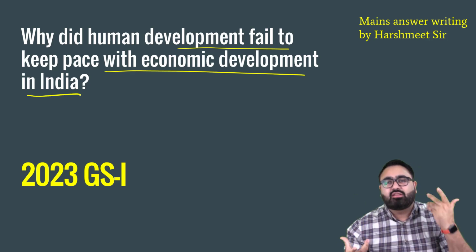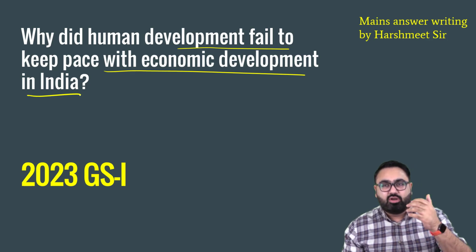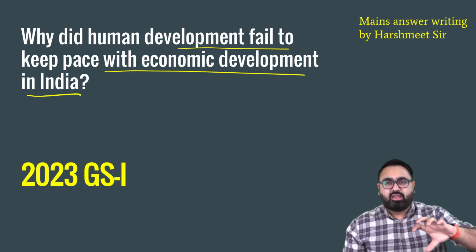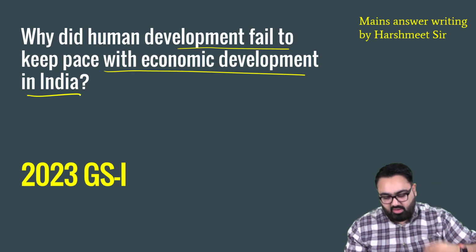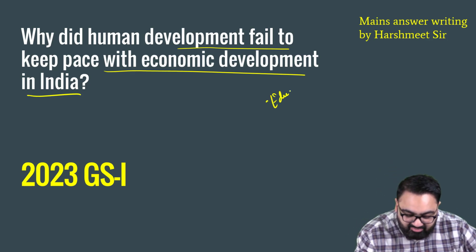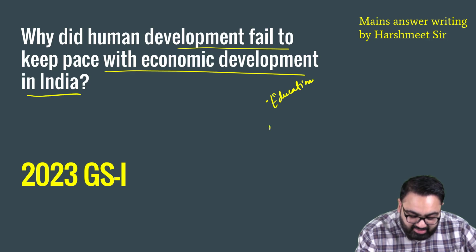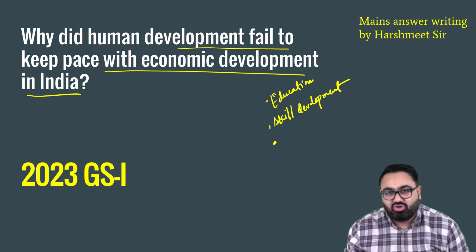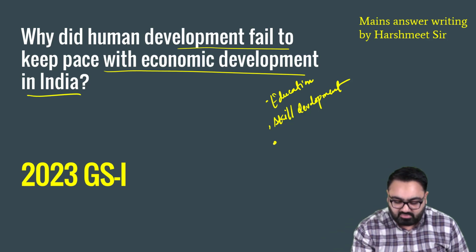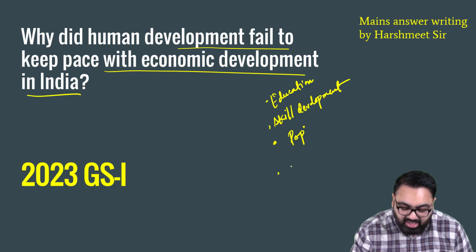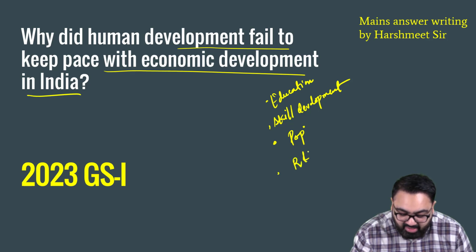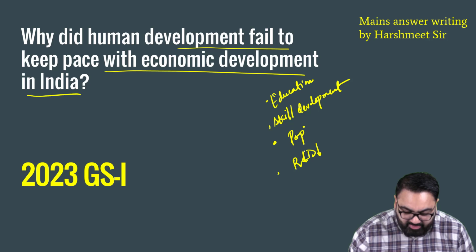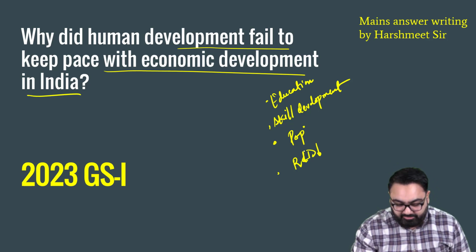So let's think about it. What are the reasons that despite having good economic indicators, human development indicators have not been up to the mark? First, obviously, education levels have not been that great. Skill development has not been given a priority. We do not see a lot of skill development. Still a huge part of our population, when they join the workforce, are not able to contribute. High population, lack of research and development. The government of India has not been able to put a lot of money into research and development.